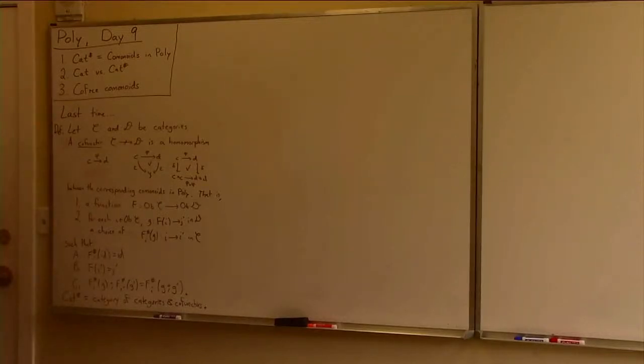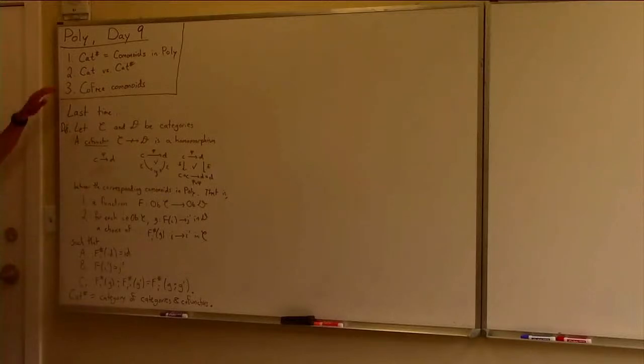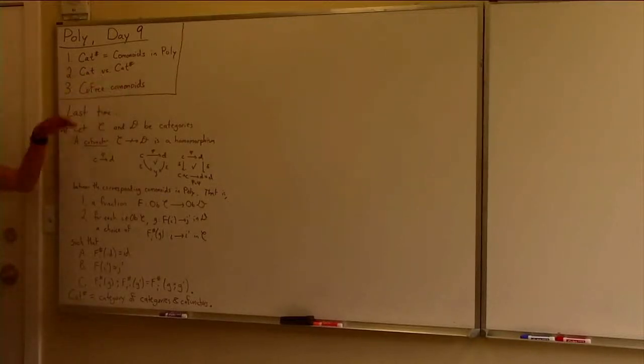Okay, welcome to Poly Day 9. Today we're going to talk about comonoids in Poly again, and I'm going to call the category of comonoids in Poly Cat Sharp. Then we'll talk about the differences and similarities between Cat and Cat Sharp.